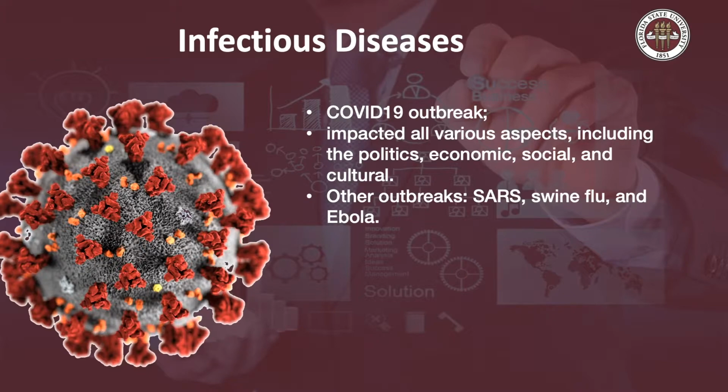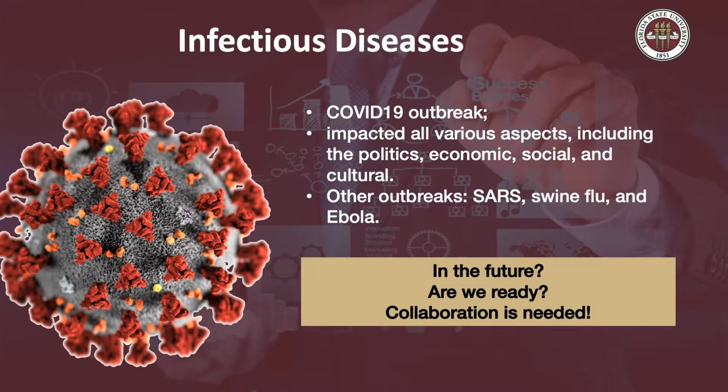Currently, we are experiencing the COVID-19 outbreak. It has become a pandemic that is happening all over the world. It has impacted various aspects of our lives, such as politics, economics, social life, and culture. Before COVID-19, there were several outbreaks, such as SARS, swine flu, and Ebola. So the question is, what will happen in the future? Are we ready to tackle other outbreaks that might happen in the future?